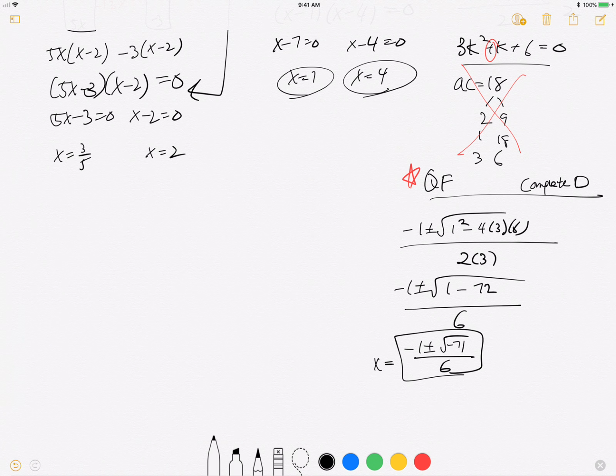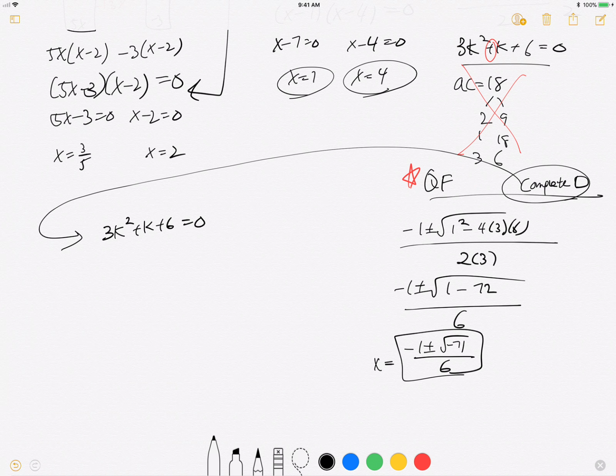Now, just for the sake of people who want to solve by completing the square, I'm going to show you how to do that as well. So from here, I'm going to divide everything by 3 first. Move this to the other side.